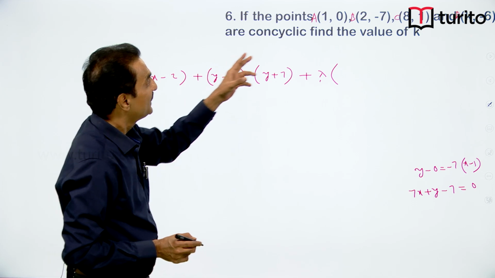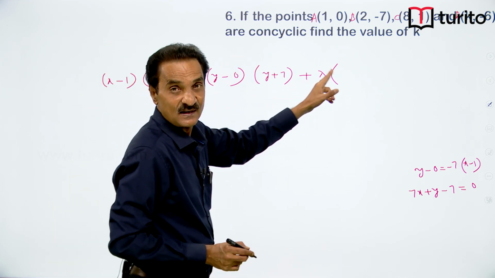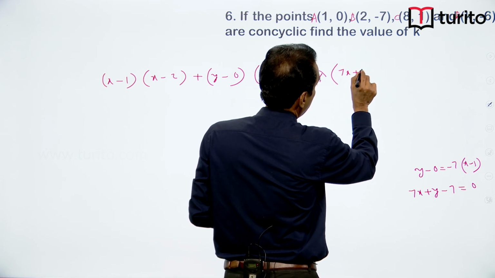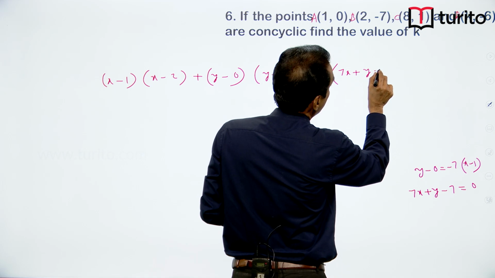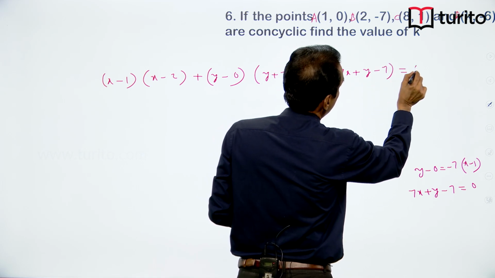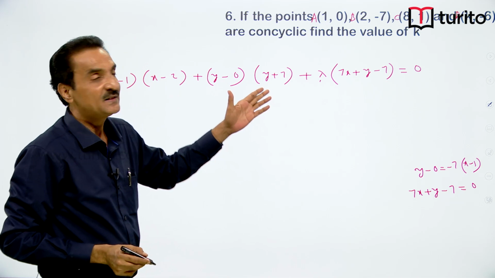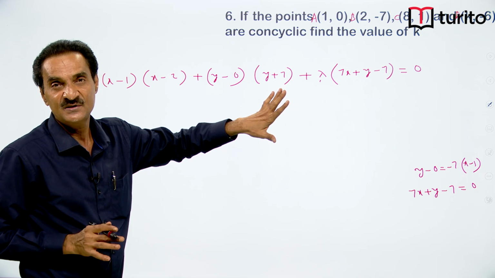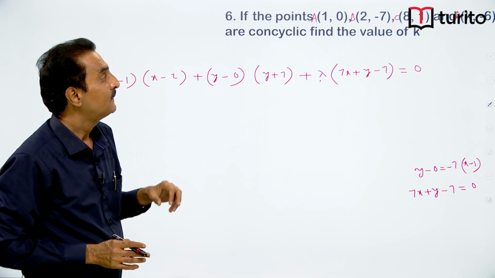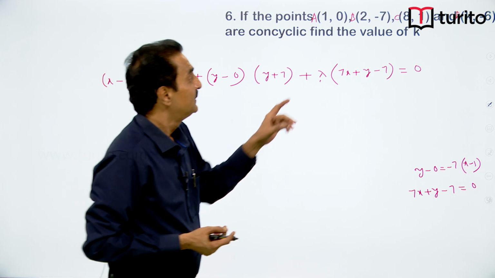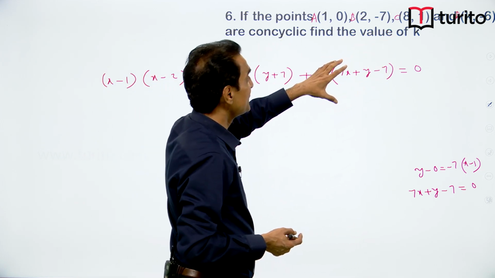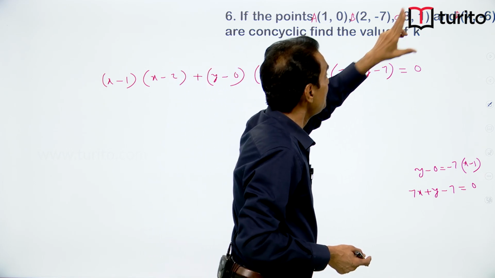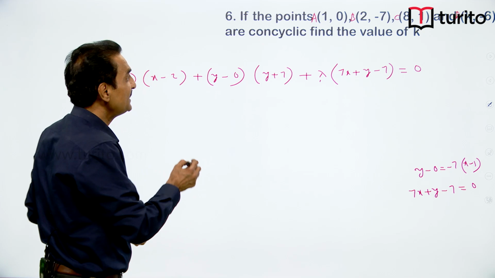So, this is S plus lambda into (7x plus y minus 7) is equal to 0. For any value of lambda, this circle passes through the points A and B, as we have discussed in the recent question. Now, what do we do? For getting the equation of the circumcircle, the equation of the circle passing through A, B, C, this circle should pass through C. So, substituting C.